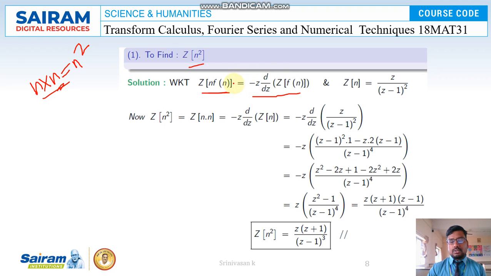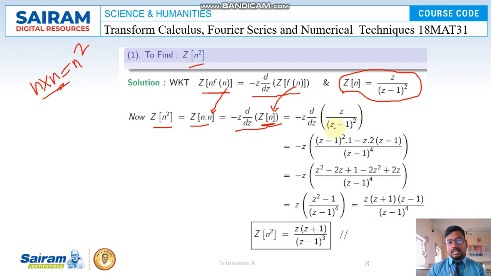Before going on, we will recall the standard formula for Z of n. Z of n equals z divided by (z minus 1) the whole square. Now Z of n square can be written as Z of n into n. If the function is n into f(n), we can apply the formula. Here f(n) is n. So minus z d/dz of Z of n. What is Z of n? Z of n is z divided by (z minus 1) the whole square.